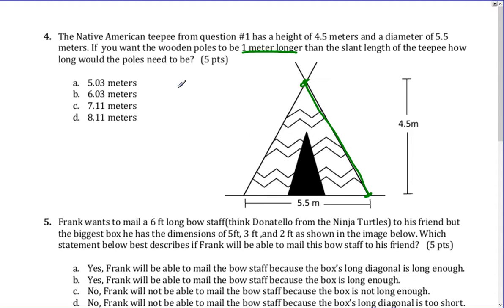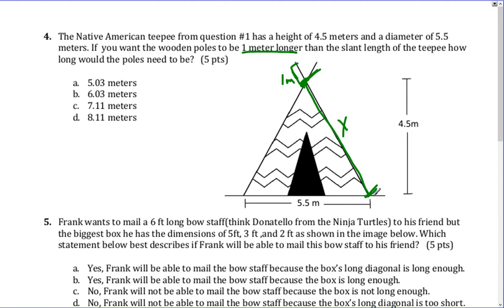Well, so you want this length here to be 1 meter longer than this length. So if I could find out how big this is, I'll call it x. If I could find x from here to here, I would take x plus 1, and that would be the length of my pole. Okay. So how do we find that side?